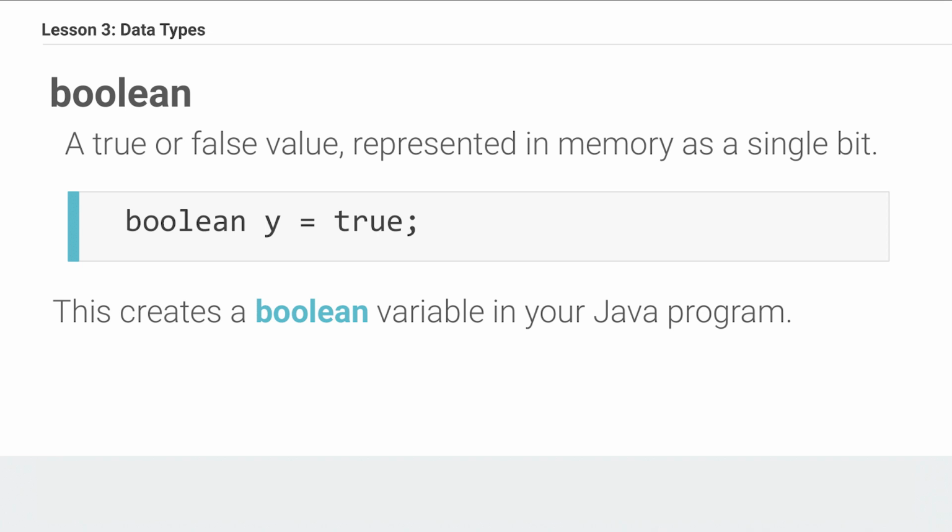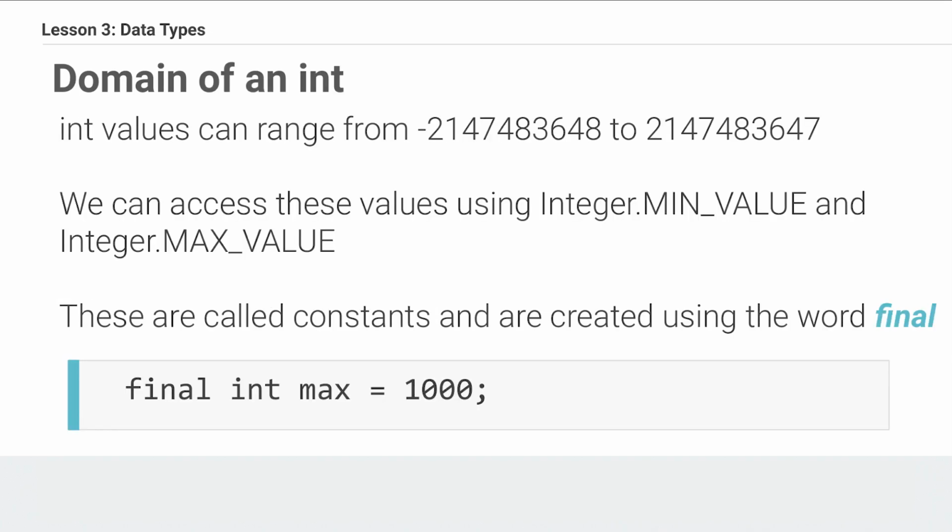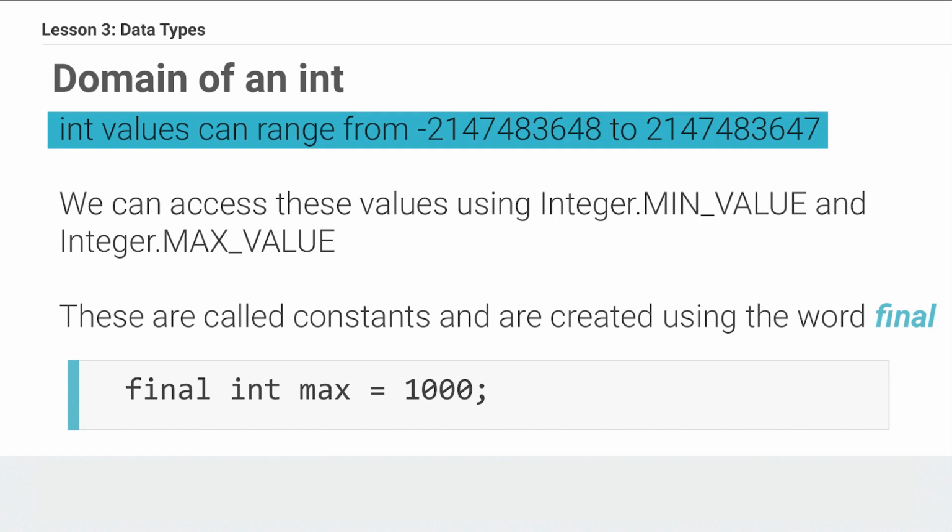So now I want to revisit a concept from the beginning of this lesson, which is domain. All right, domain, remember, is the range of possible values for a particular data type. So I'm going to use an int as our example, and the int has possible values that range from negative 2,147,483,648 to 2,147,483,647. That's all the possible integer values you can have. Now you might be asking, why can't we store infinite values? Why do we have to put a cap on it?